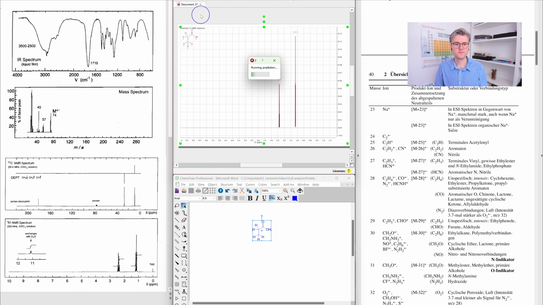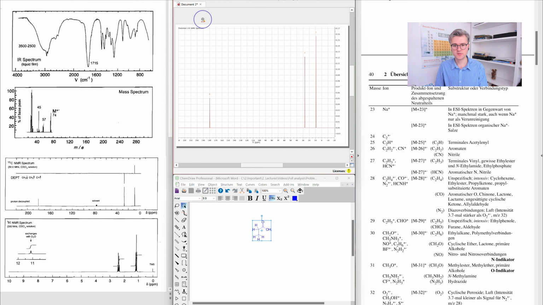As for carbon, let's check the carbon also. Carbon says that we should have a signal at around 180. We have 170, 180, yeah. And also two other signals, 20 something and around 10. This is basically what we have. This is basically the same. We finished with the determination of the molecule.